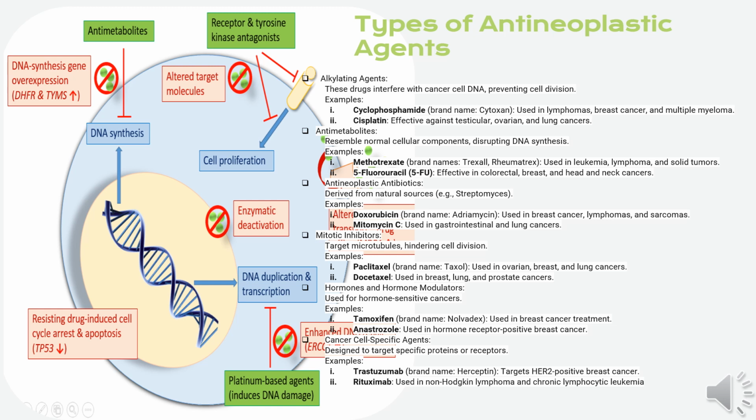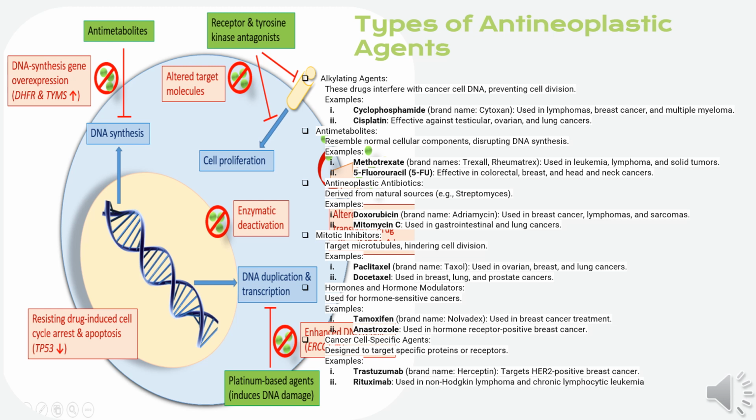Now these agents target the microtubules. If you go and learn about cell division, mitosis, you know what microtubules are. Microtubules are structures that ensure cells divide correctly. By inhibiting this, we can prevent cancer cells from dividing. Paclitaxel, also known as Taxol, is used in ovarian, breast, and lung cancers, while docetaxel is used in breast, lung, and prostate cancers.